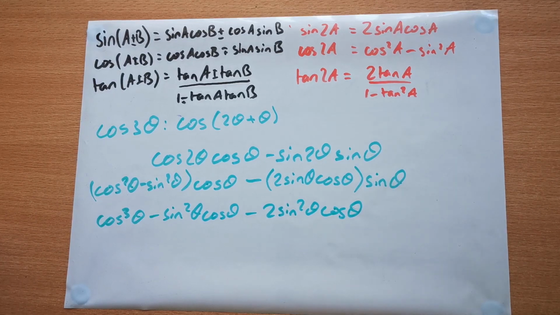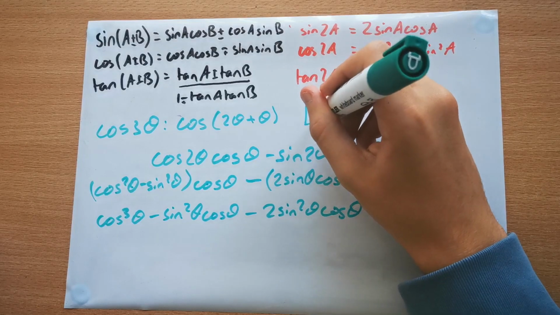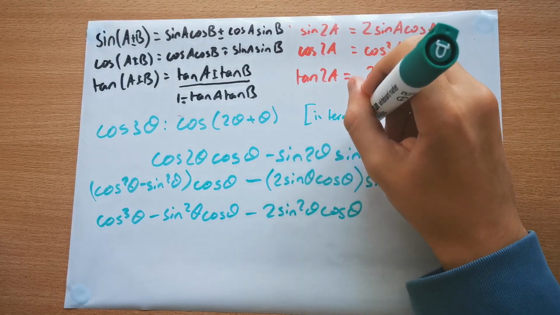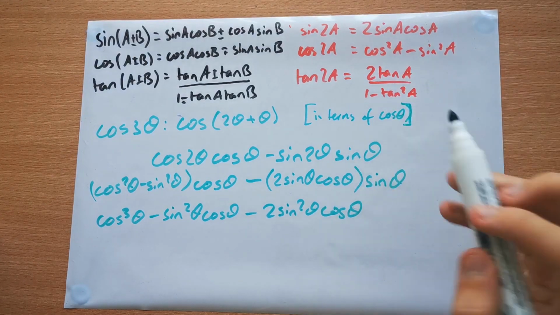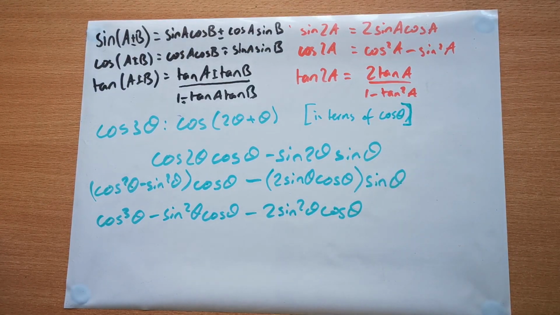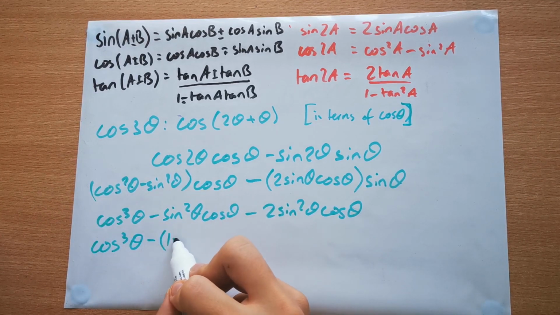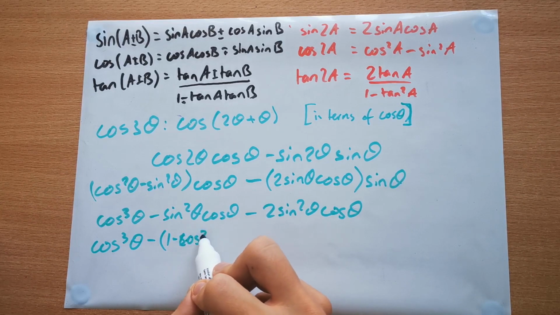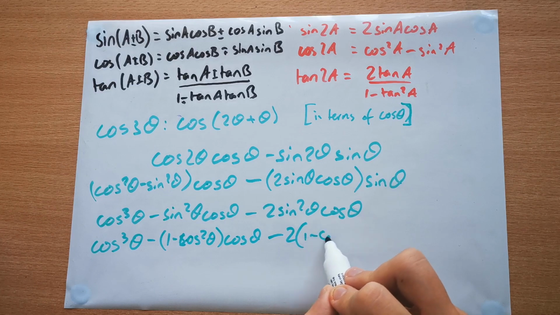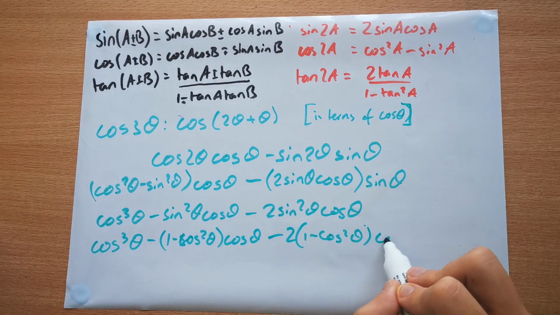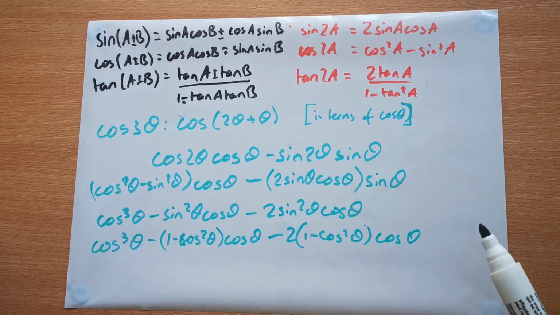But they may say that you can leave it like that, or they may say something like in terms of cos theta. If they say that, you have to change the sines into coses. Not too difficult. Cos cubed theta minus (1 minus cos squared theta) cos theta minus 2 (1 minus cos squared theta) cos theta. We can just put that in because we know that sine squared theta is equal to 1 minus cos squared theta.